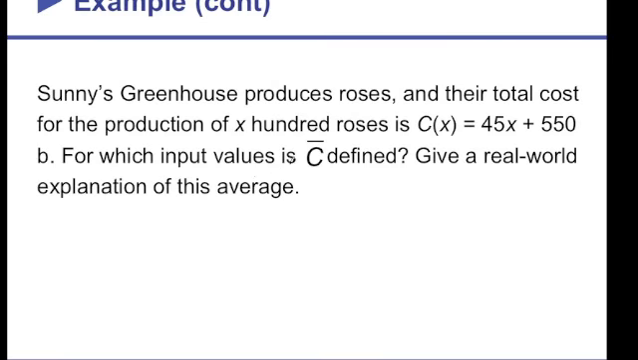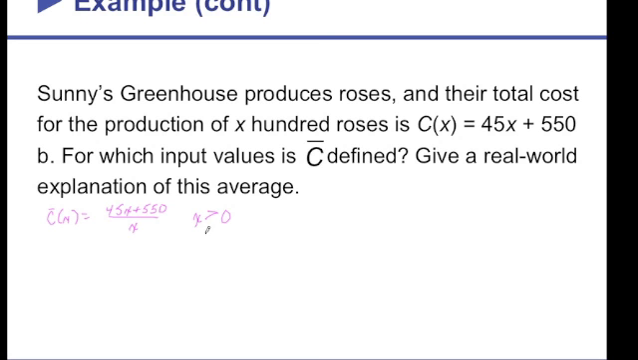Now, for which inputs is the average cost defined, and give a real-world explanation for this. Well, my average cost, again, was 45x plus 550 divided by x. It's defined for x being greater than 0. We cannot have x equal 0, and we're not going to produce negative units.